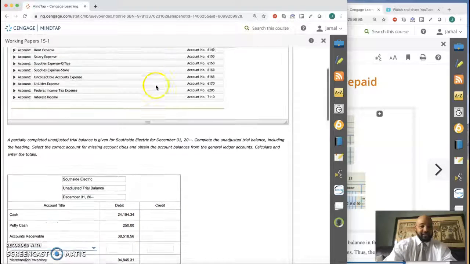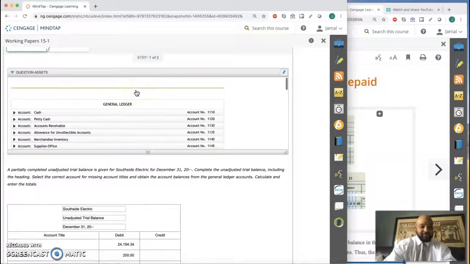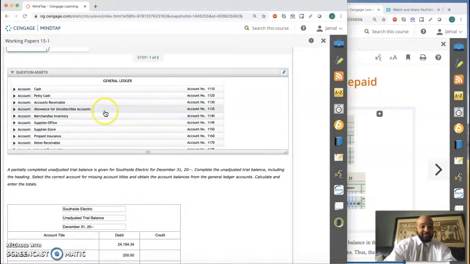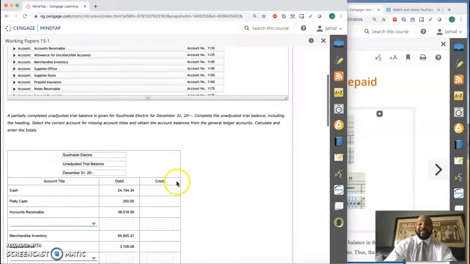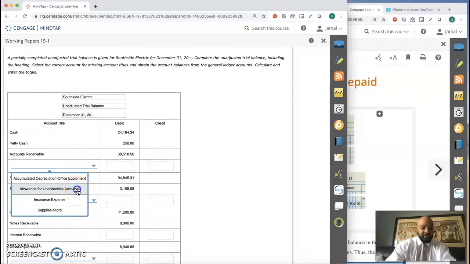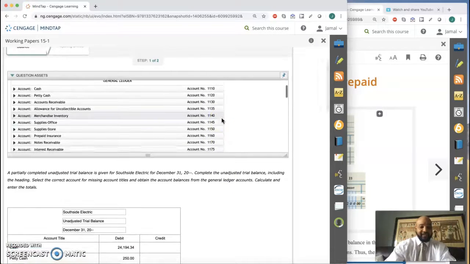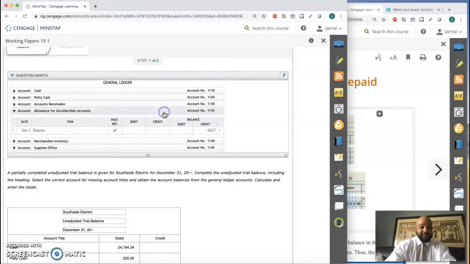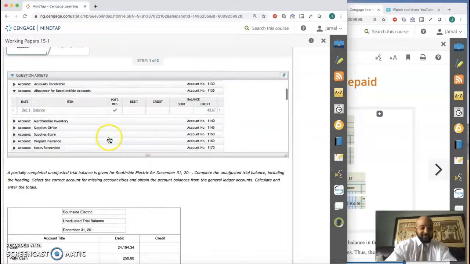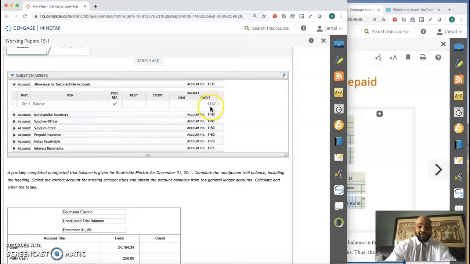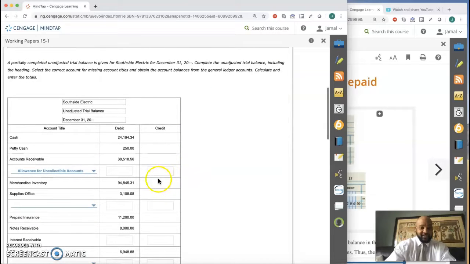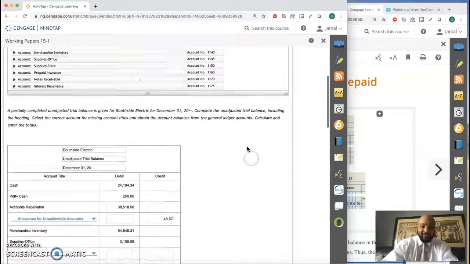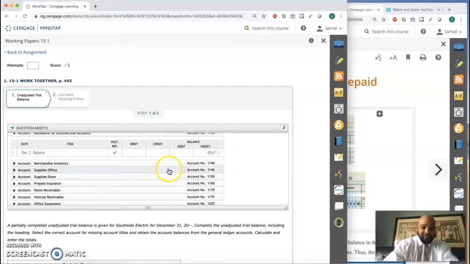All right, so they gave us cash. What comes after accounts receivable? Real simple. Let's go up to the top. We have allowance for uncollectible accounts. Hey, we just learned about that last week. So we'll go to our arrow. There is allowance for uncollectible accounts. What is the balance for allowance for uncollectible accounts? It has a contra account, so it has a credit balance of $48.67.